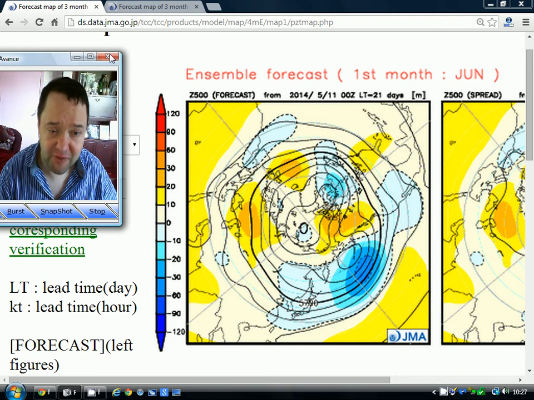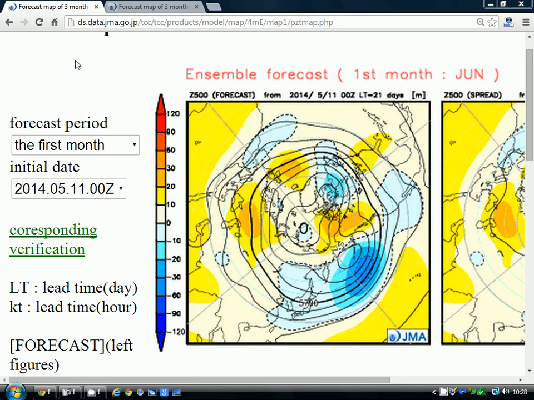So we'll start off with the view of the Northern Hemisphere from the JMA model for the next 3 months. Then we'll move on and have a look at some other charts which show more of a global view, and see how these charts correspond in terms of temperatures and precipitation. First of all, we'll start with the 500 millibar height anomaly chart for June.